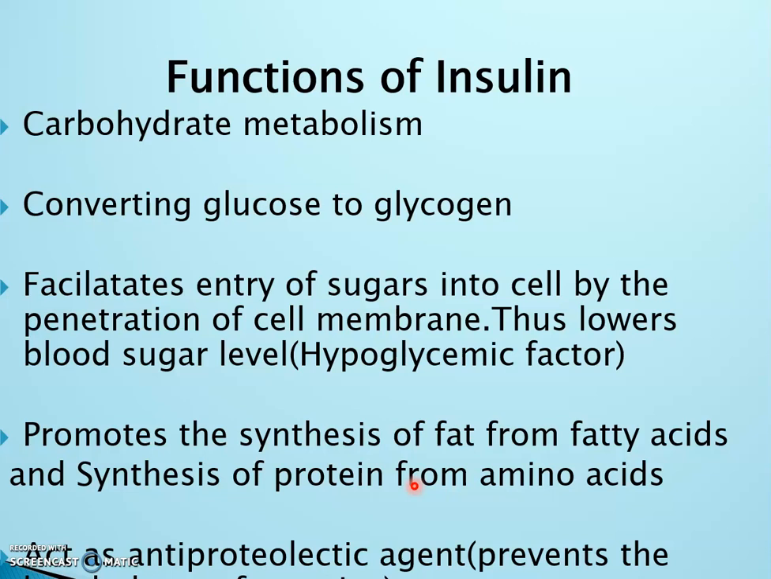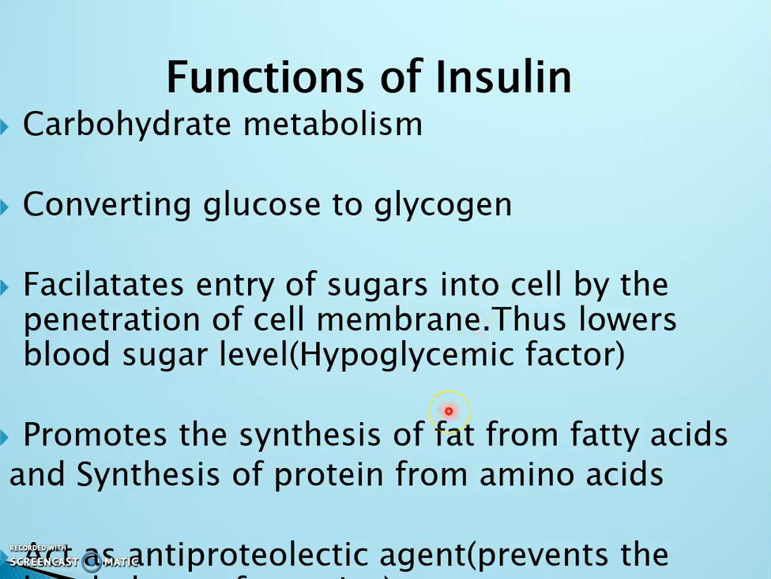That is, sugar level is controlled by converting the excess glucose to glycogen. This facilitates the entry of excess sugar into the cell, and it helps in the carbohydrate metabolism. Due to this action, the hormone insulin is also called hypoglycemic factor. The hypoglycemic factor of our body is insulin hormone.